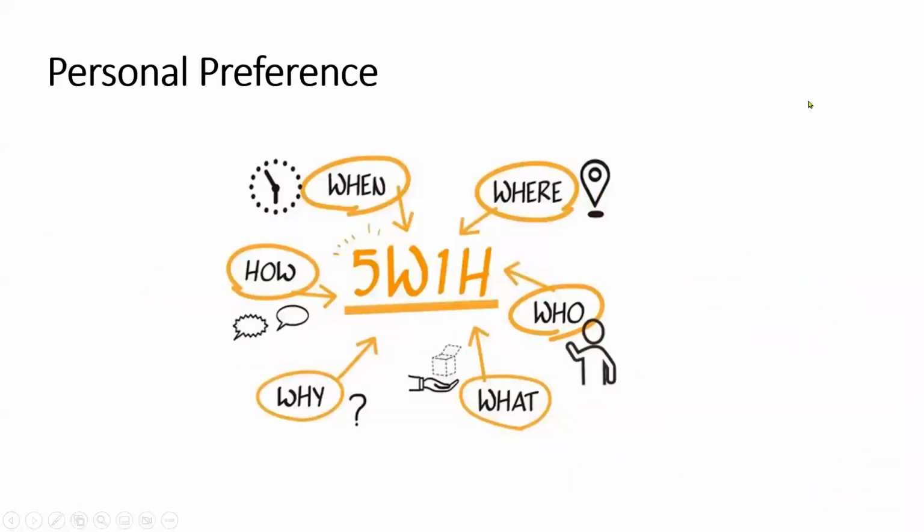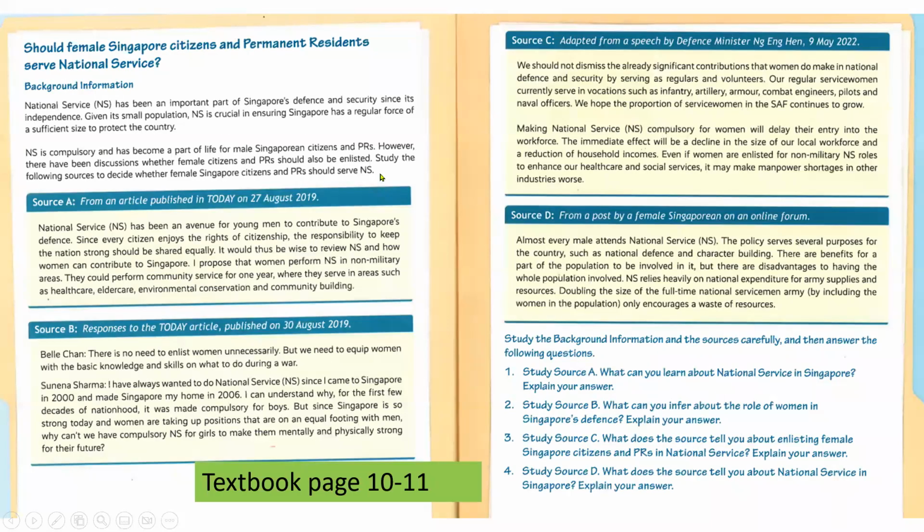Now, my personal preference is definitely the 5W1H. It's just much easier because especially when we look at certain sources, you would really need to know who is the creator or the author, when was it written, and why, the reason behind it. So I'll give you a sample of this, and you can turn to page 10 to 11 of your textbook.